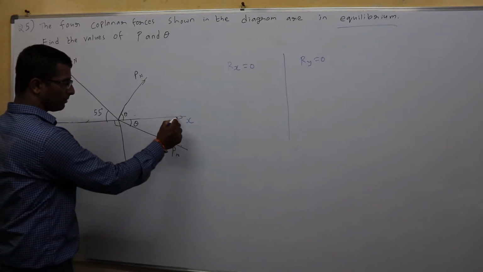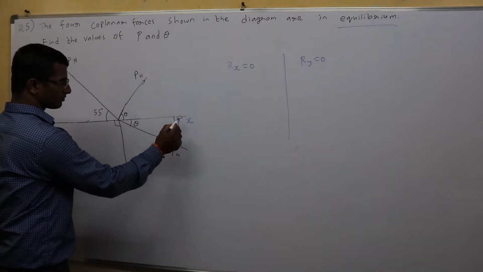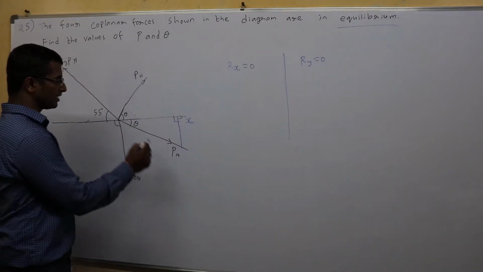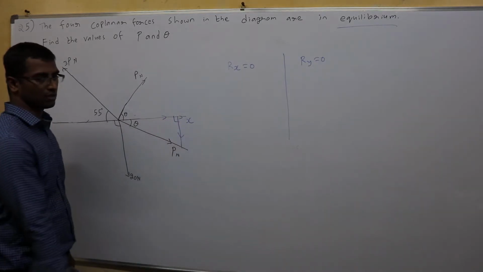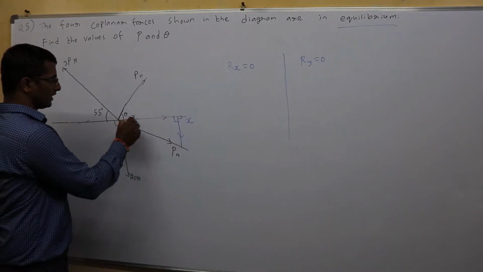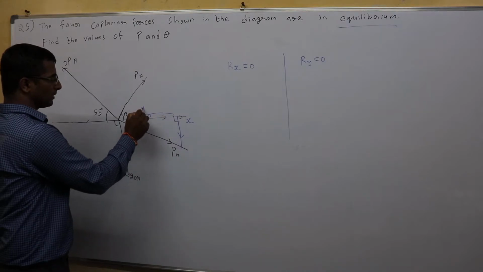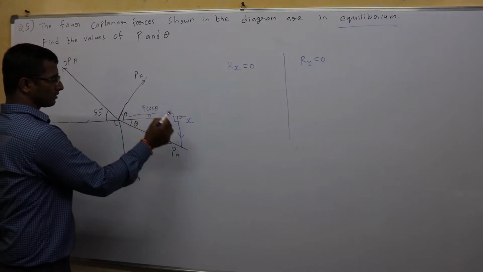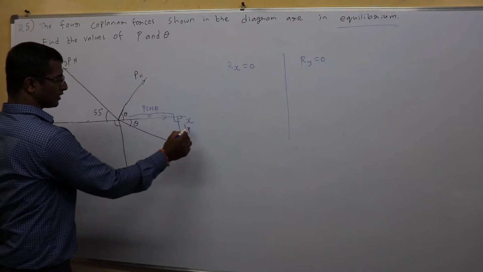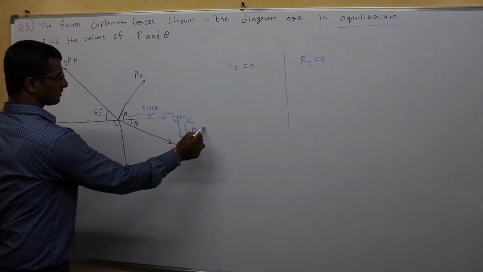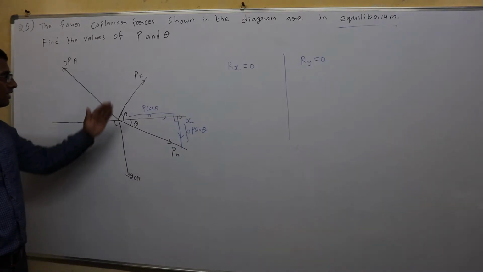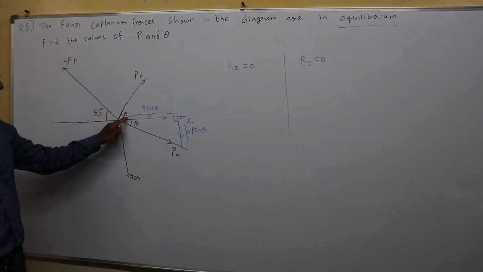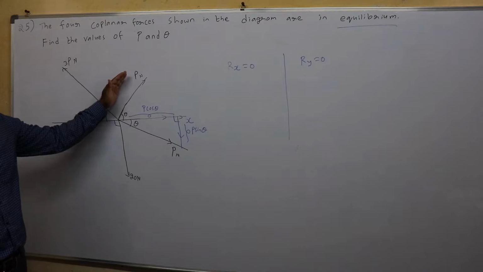To resolve, form a right angle triangle in this way. Now instead of walking in this way, I could go here like this, then come down. This is adjacent to theta, so it becomes P cos theta. This is opposite to theta, so it is P sin theta. Is it clear?